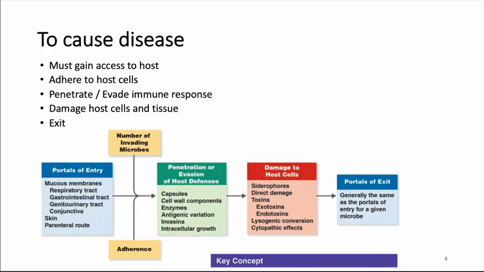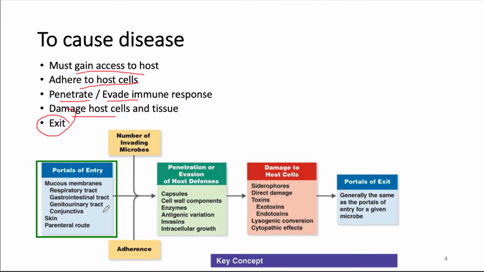attach. So to cause a disease, these are the steps that have to happen. The pathogen has to gain access to the host, attach to host cells, penetrate the host cell by evading the host immune system or by overcoming it, cause damage to the cells and tissues, and be able to exit as well. This diagram is a good pictorial depiction of what happens in terms of pathogenicity. We'll look at the first component, which is the portals of entry.